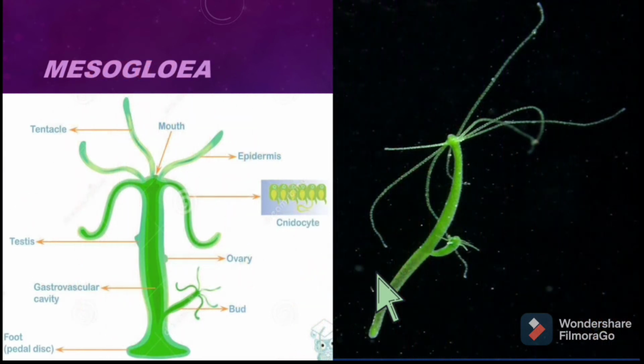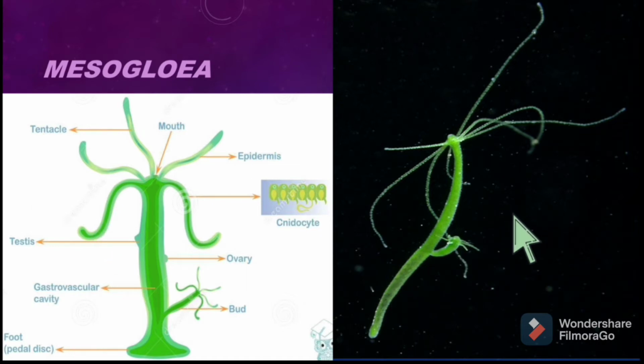The next type we have is in Mesogloia. The cable type is represented in Mesogloia. Here the thallus consists of several axial strands like a bundle, and some radial branches come out at right angles from the strands. So the whole structure appears like a cable.